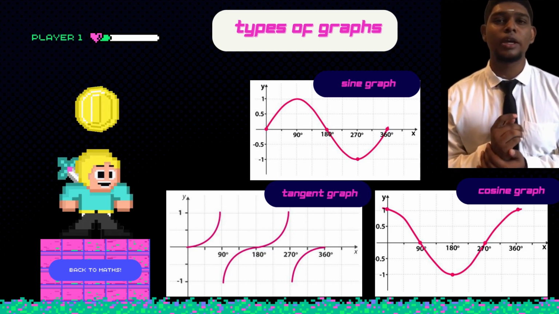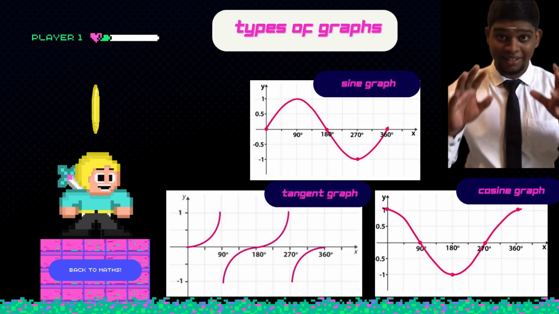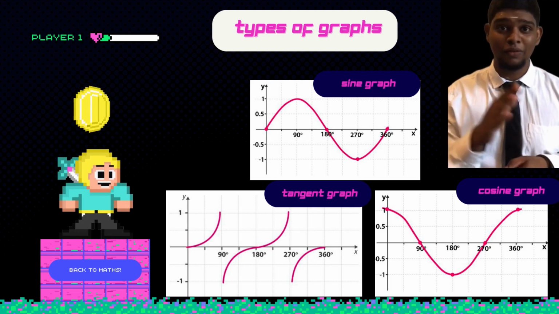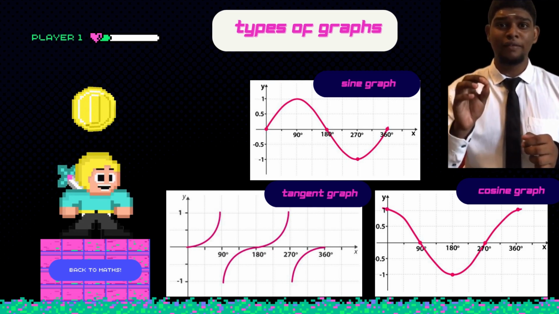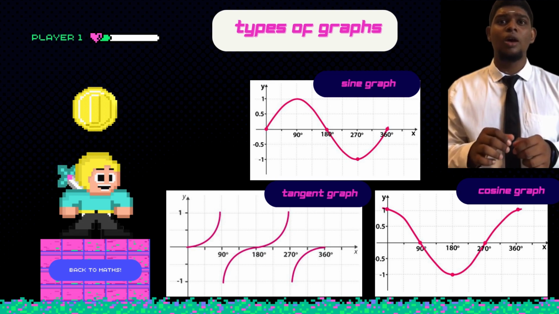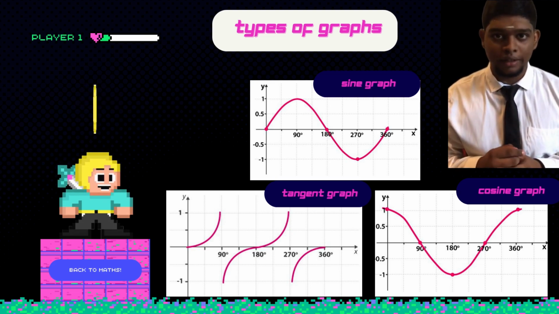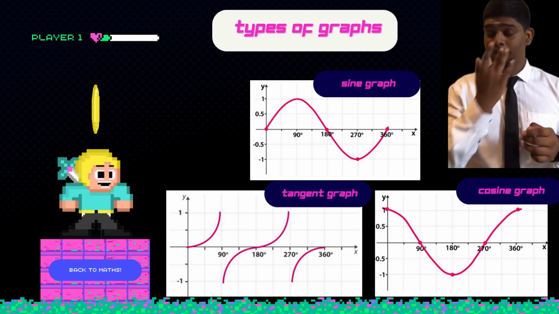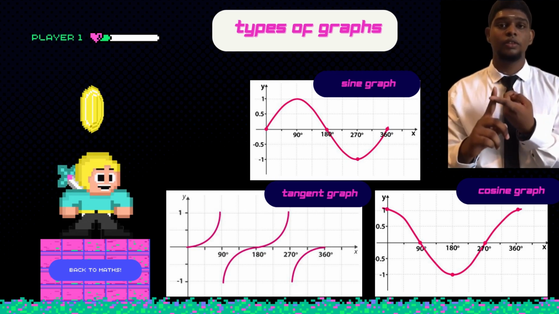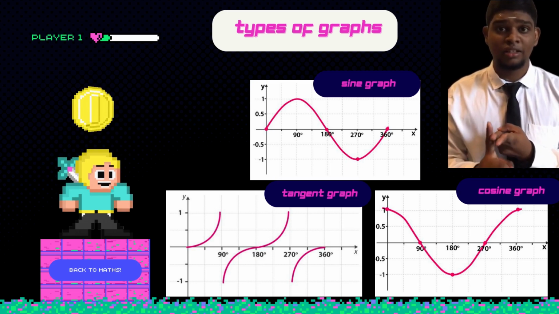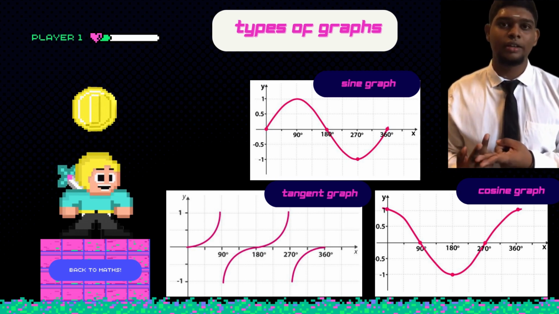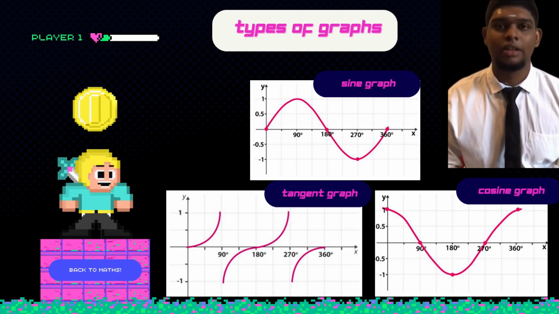For now I would like to talk about the mathematical solution with drawings, but before that I would like to give you a little touch on the types of graphs for trigonometric functions. There are three types of them. First is the sine graph, second is the cosine graph, and the third one is the tangent graph.